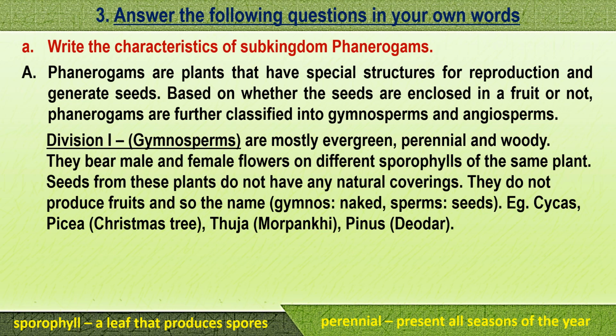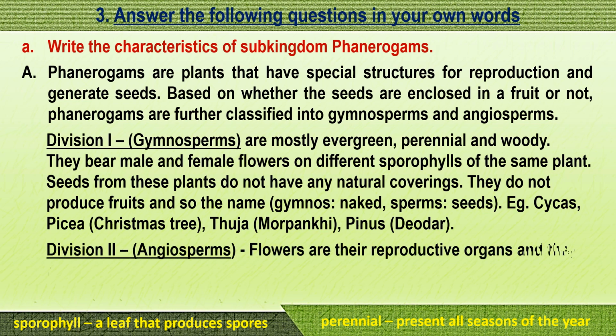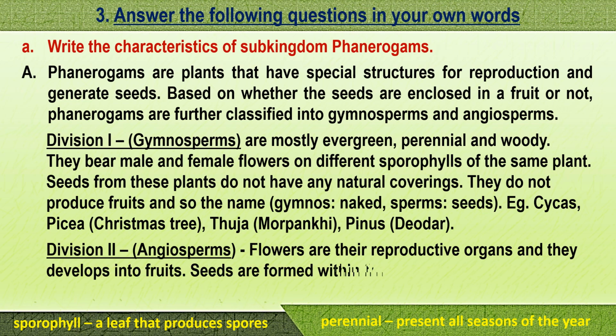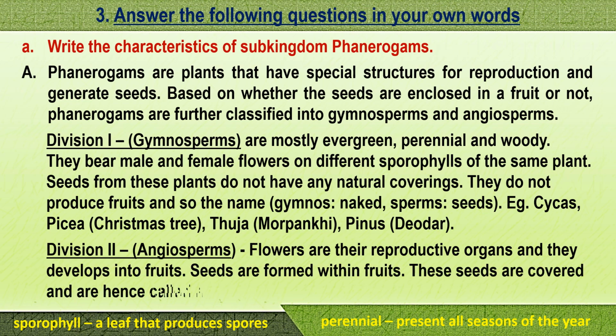Examples of gymnosperms are cycas, Picea or the Christmas tree, Thuja or locally called moorpankhi, Pinus called deodar. Okay, and a sporophyll is a leaf that produces the spores. The other division is the angiosperms. Flowers are their reproductive organs and those flowers develop into fruits. Fruits have seeds within them, so these seeds are covered by the fruit and hence they are called angiosperms. Angios meaning cover, sperm meaning seeds.